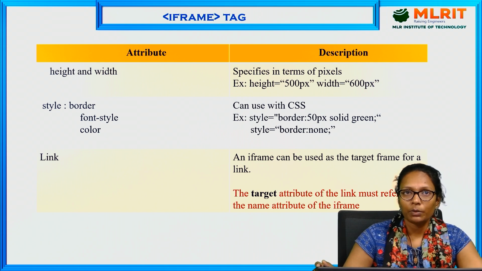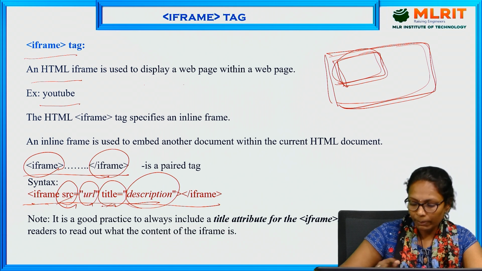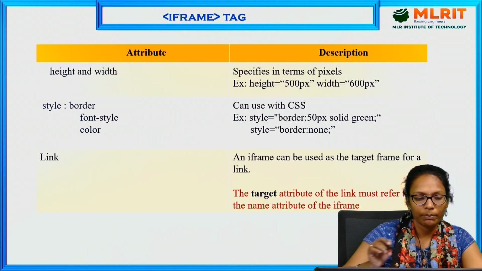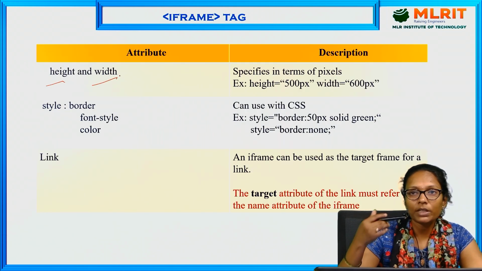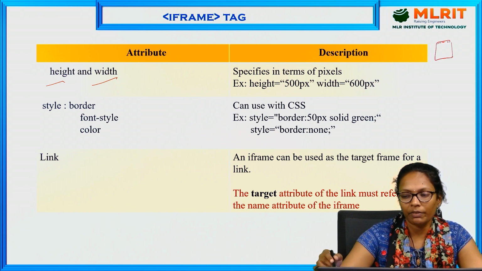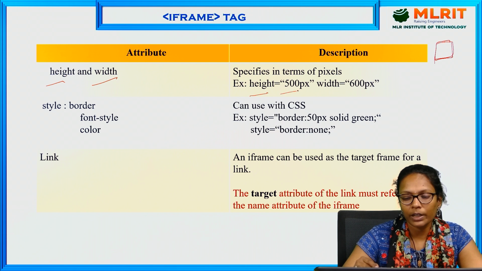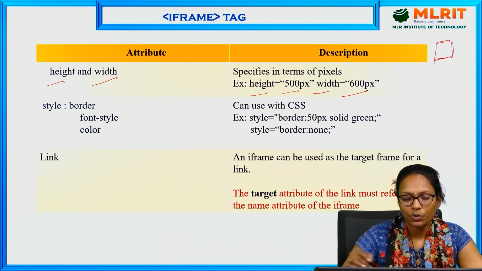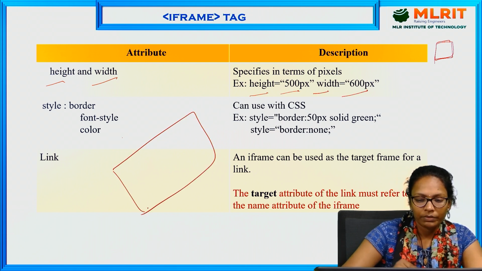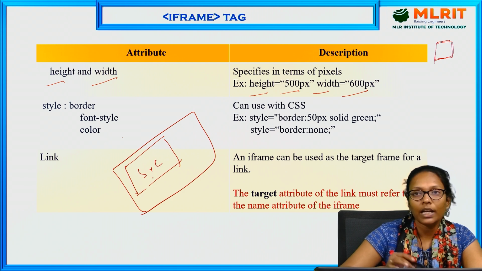So coming to the attributes. In the previous syntax, we mentioned only two attributes, that is source and title, but we also have other attributes with the iframe tag. One is height and width. How much space the frame, that inner web page, should occupy, I can mention using height and width in terms of pixels. I'm giving height equal to 500 pixels and width equal to 600 pixels. So in the main web page, with this height and width, a frame will be created, and within this frame, whatever source you are giving will be displayed here.